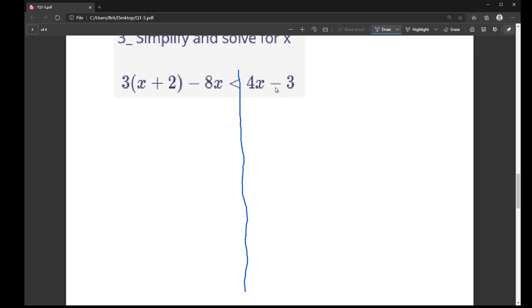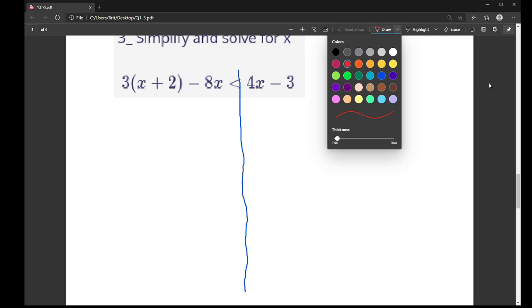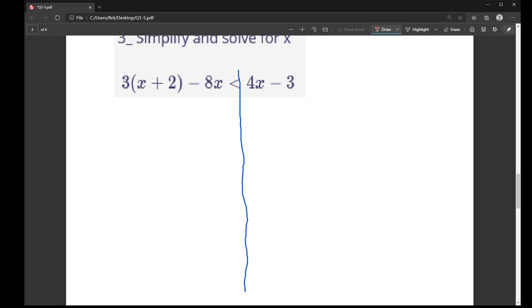Now the first thing when we have a big equation like this is we always look to see if there's some kind of grouping symbol. So here I have a set of parentheses, and I'm going to distribute to remove that set of parentheses. When I distribute, I have 3 times x, which is 3x, and I have 3 times 2, which is 6.